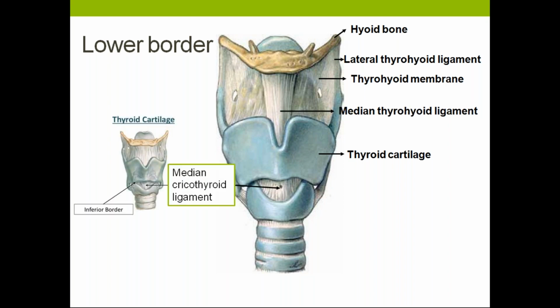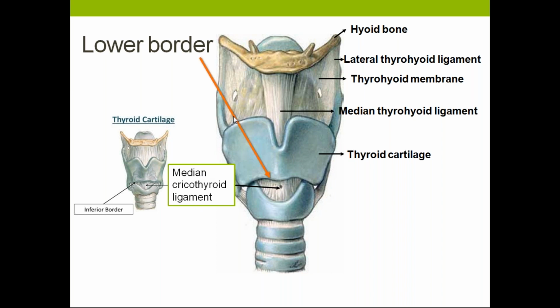Now the lower border of the thyroid cartilage is attached to the upper border of the arch of the cricoid cartilage by a ligament called the cricothyroid membrane. The anterior part of the cricothyroid membrane is thickened to form the median cricothyroid ligament. Easily you can remember this: between thyroid and cricoid cartilage, this membrane is called the cricothyroid membrane. Always the median part will be thickened, so this is called the median cricothyroid ligament.